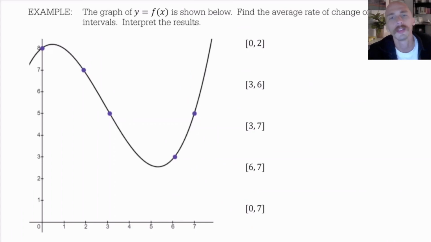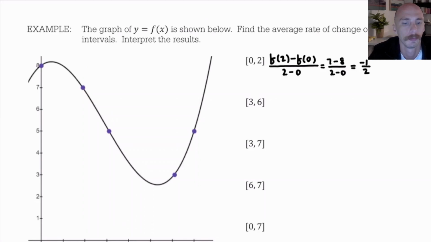Alright, now we're going to speed up a little bit. So here's the graph of a function f. Find the average rate of change over the given intervals and interpret the results. I'm going to do the first one for you, and then I want you to do the rest of these on your own. Okay, so on the interval 0 to 2, I get negative 1/2.